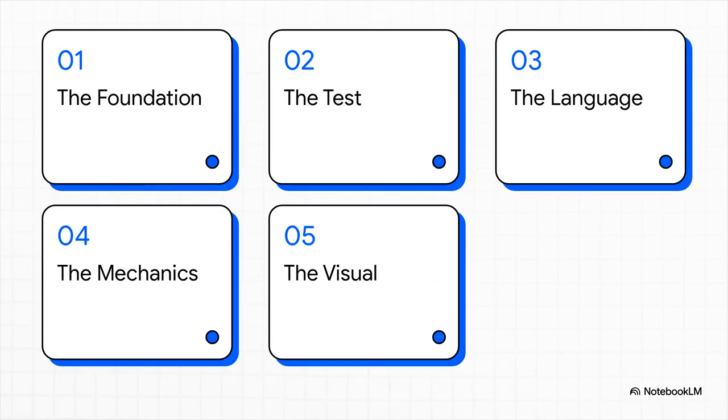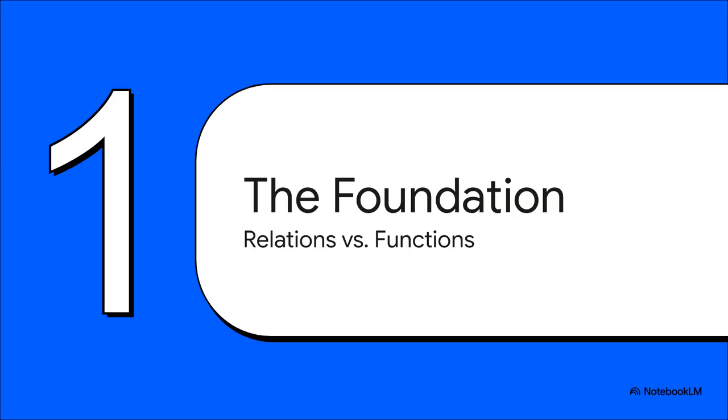And here's the game plan for how we'll get there. We're going to start with the absolute basics, relations versus functions. Then we'll figure out how to test for them. After that, we'll decode that special notation they use, get our hands dirty actually using functions, and finally, we'll see how it all comes together on a graph. All right, let's dive right into section 1, the foundation.